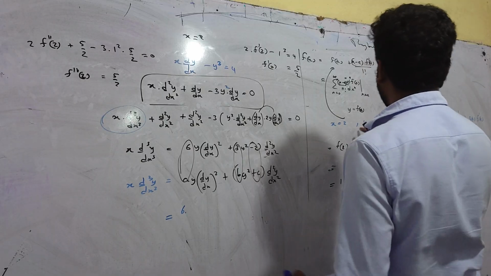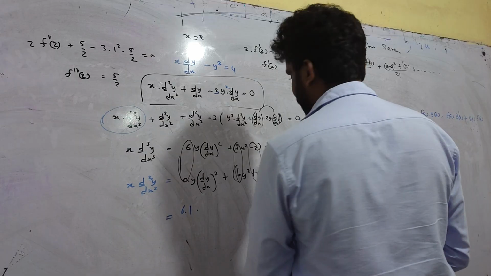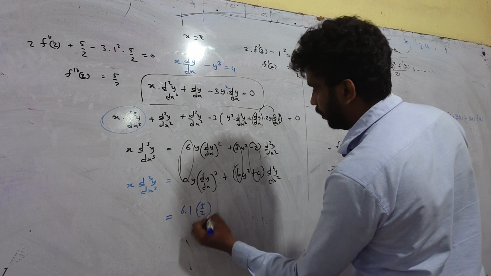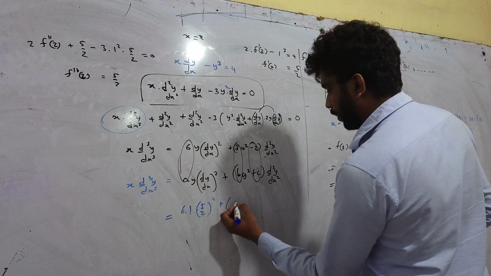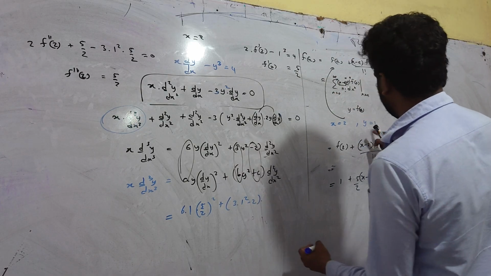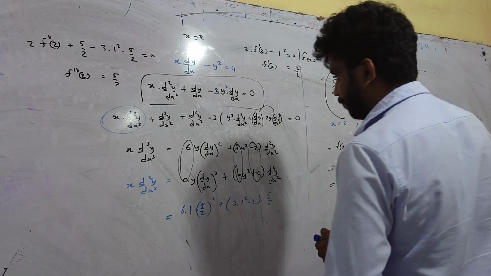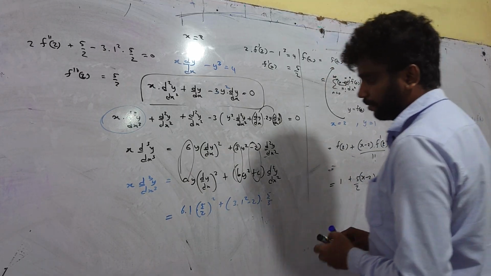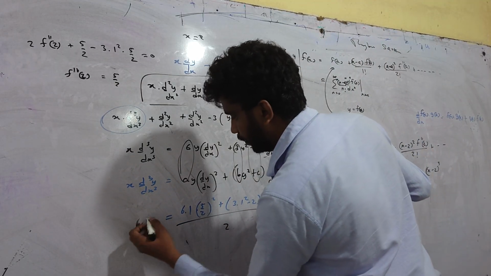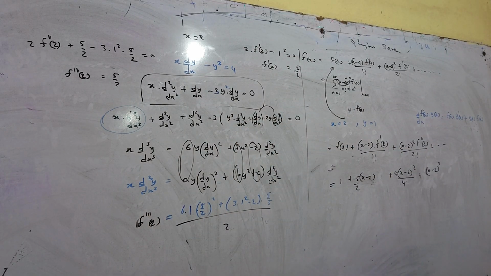I trust your voice, otherwise the audience will blame me if there is something wrong in this. Then this one is 5 over 2 squared, plus 3 into 1 squared, minus 2 into the second derivative, which is 5 over 2. Finally, it's divided by 2. That's it, right? Did you get that?